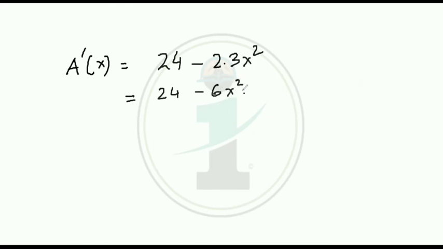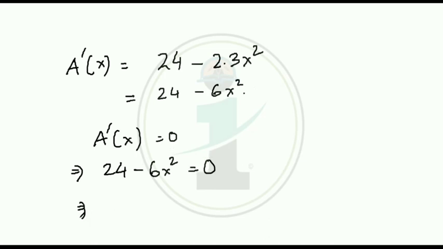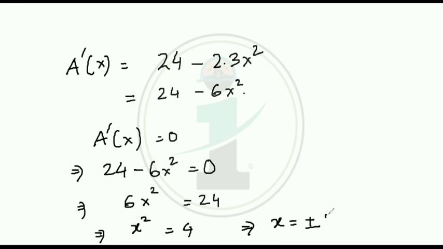Now we know that if we equate the derivative function with 0, we get the stationary points, right? So I do A prime of x equals 0. That gives me 24 minus 6x squared equals 0, which means 6x squared equals 24, which is x squared equals 4, and that gives me x equals plus or minus 2.